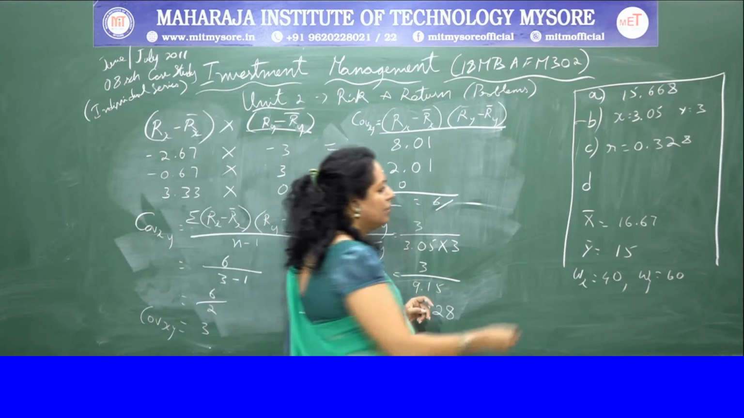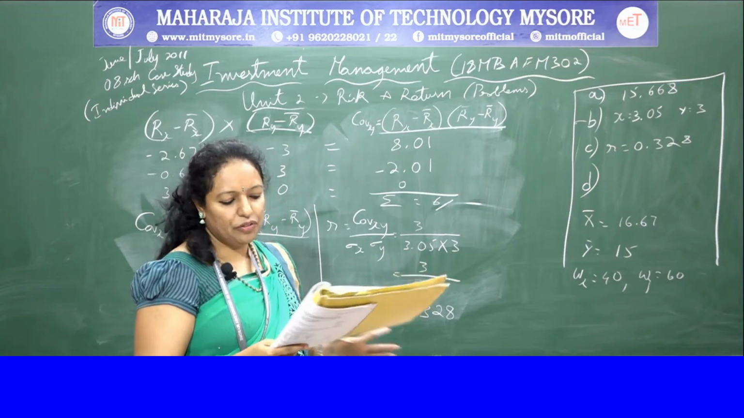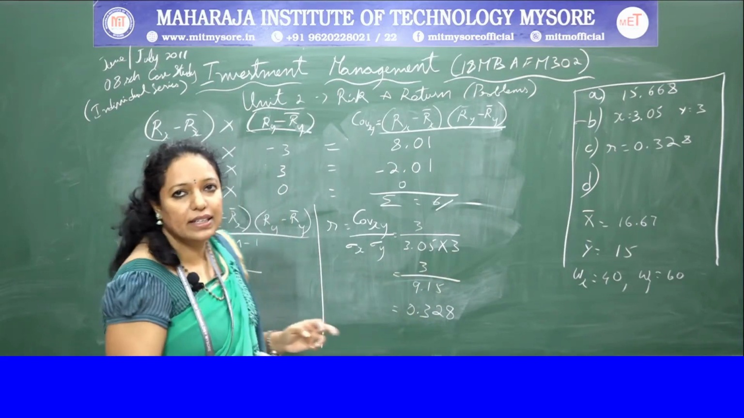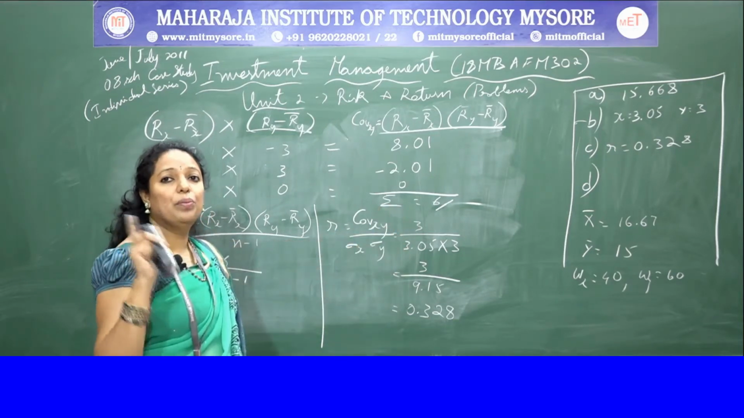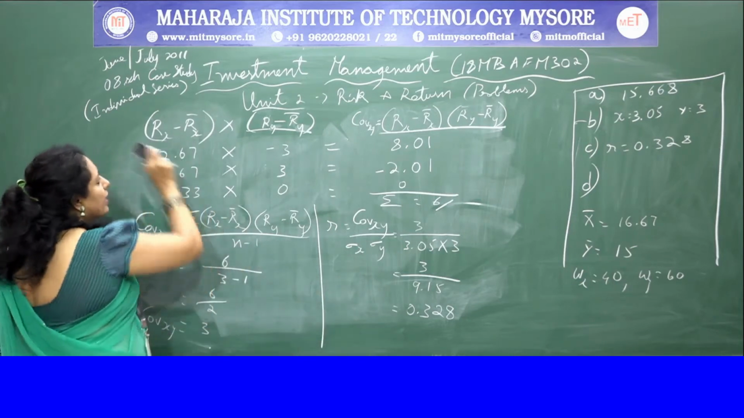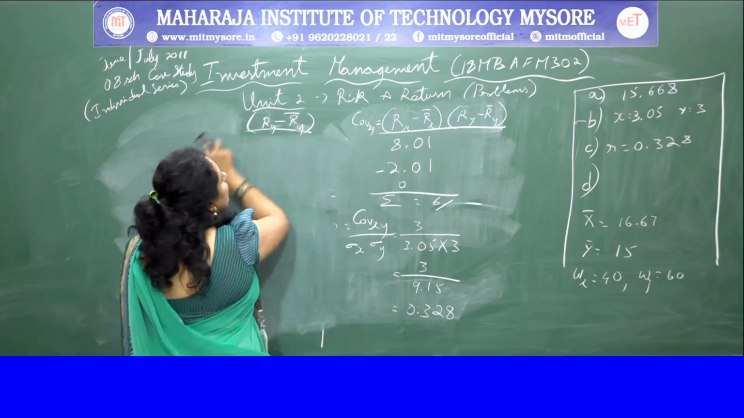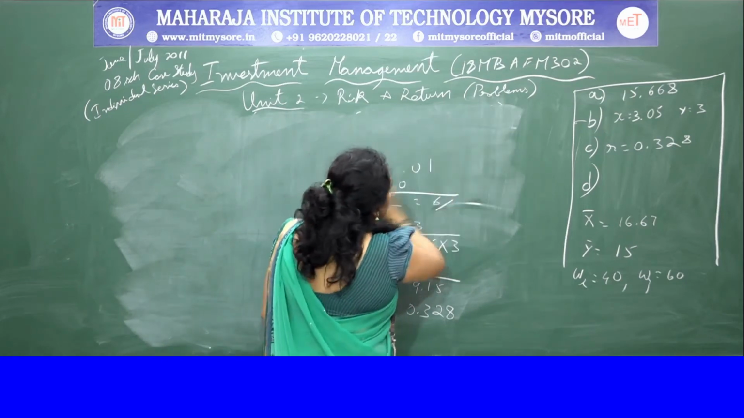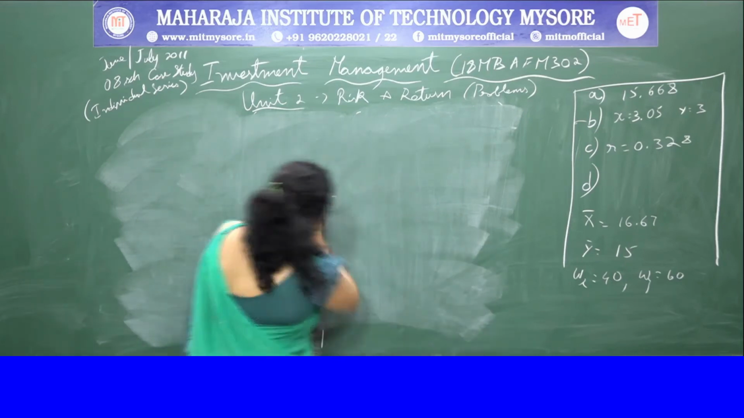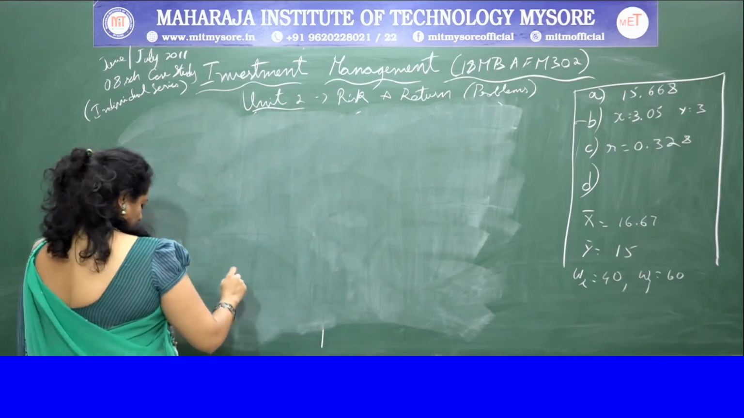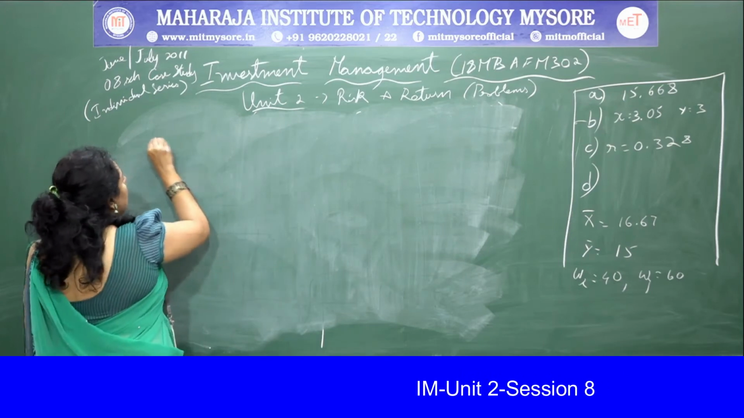This is the calculation. Now the last question they have asked: what is the portfolio risk of a portfolio made up of 40% X and 60% Y? The same 40 and 60, but they have asked portfolio risk. Let's clean the board first. The last, fourth question is portfolio risk.